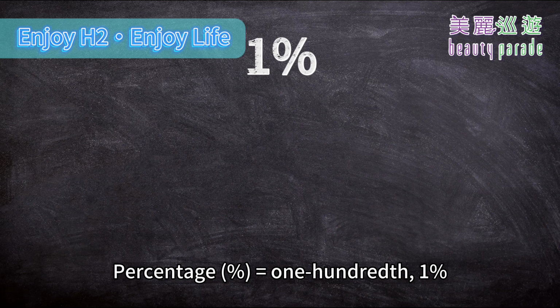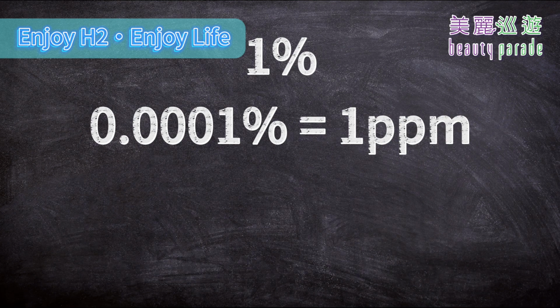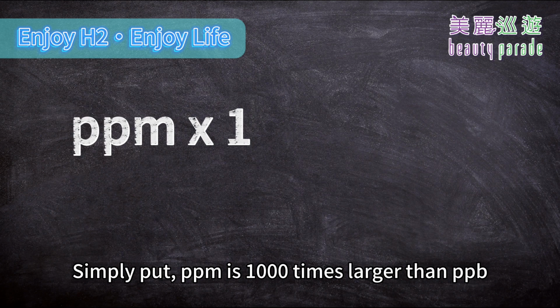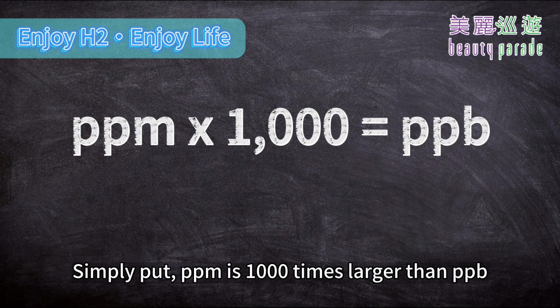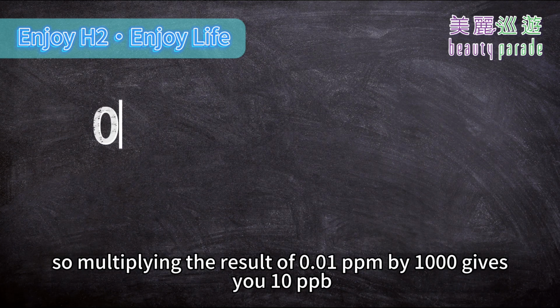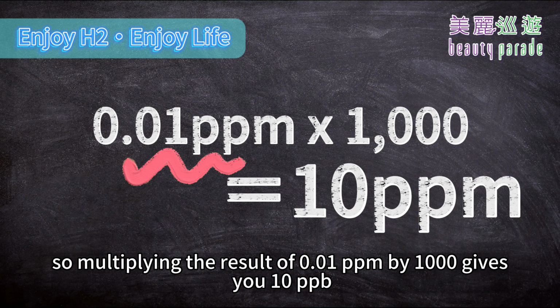Percentage, percent, equals 100th. 1 ppm equals 1 millionth, 1 part per million equals 0.0001%. ppb equals 1 billionth, 1 part per billion equals 0.000001%. Simply put, ppm is 1,000 times larger than ppb, so multiplying the result of 0.01 parts per million by 1,000 gives you 10 parts per billion.